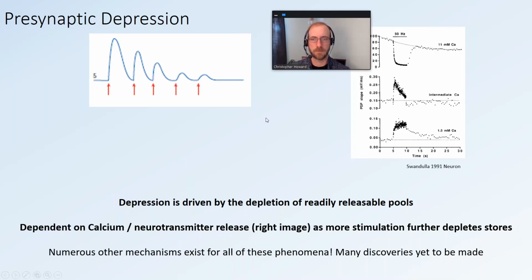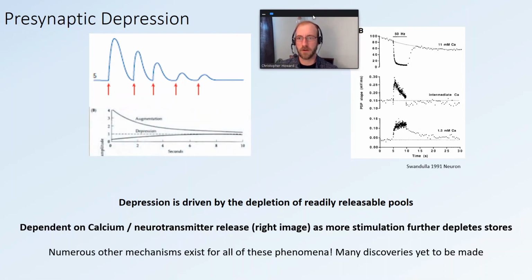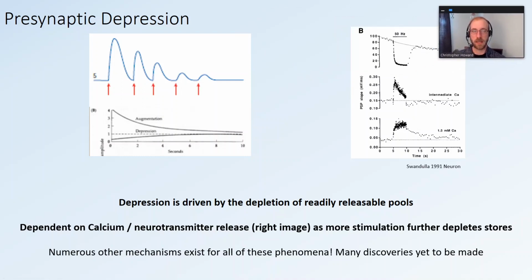Depression has a fairly long-lasting timeline. You see that it can last for about 4 seconds, so it's on the same time scale as augmentation. But the amount of depression is really dependent on how much stimulation is going in as well. So I want to summarize all these ideas in the next slide.